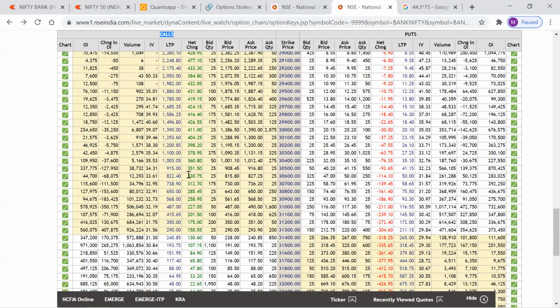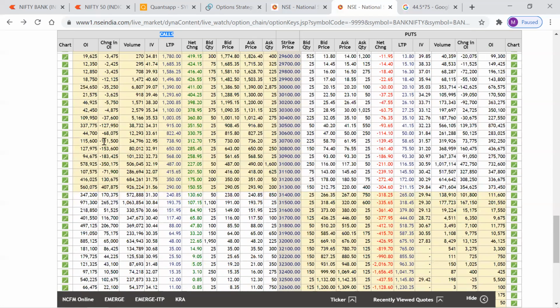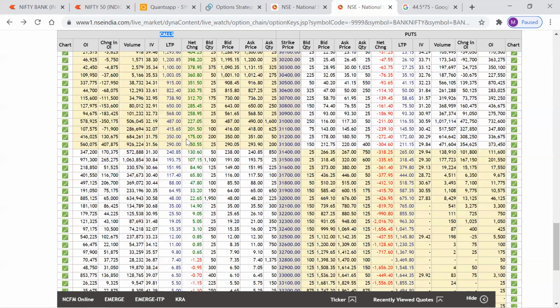Okay, last example. Let's consider this one. If the value of OI is 1,27,975, that means 1,27,925 orders are getting ready to get executed at the 30,800 call strike price. So people have already placed their orders. That OI count shows that those many orders are waiting to get executed at that strike price.